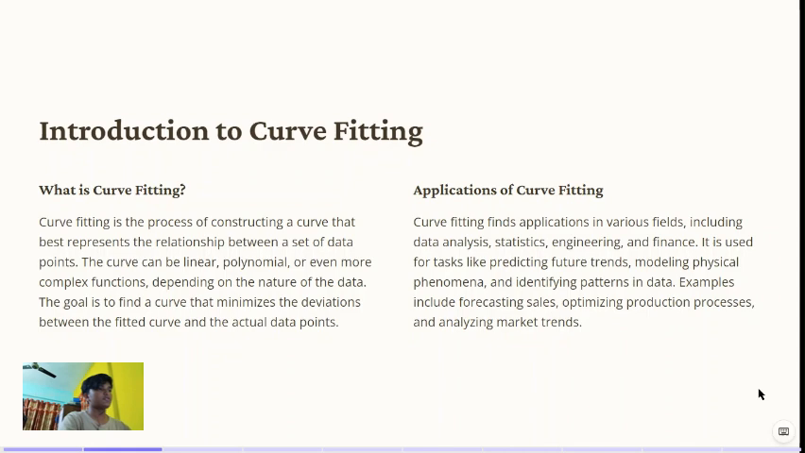Applications of curve fitting. Curve fitting finds applications in various fields, including data analysis, statistics, engineering, and finance. It is used for tasks like predicting future trends, modeling physical phenomena, and identifying patterns in data. Examples include forecasting sales, optimizing production processes, and analyzing market trends.